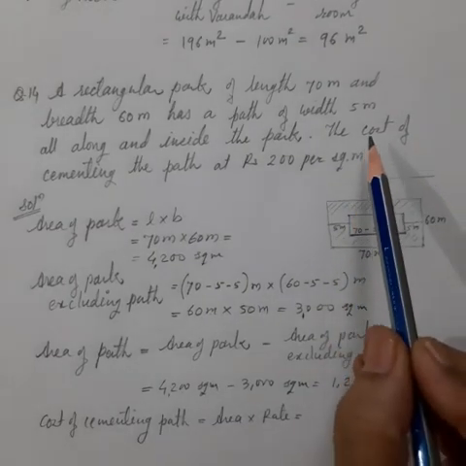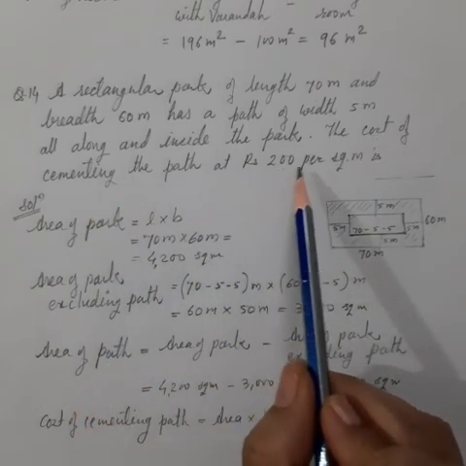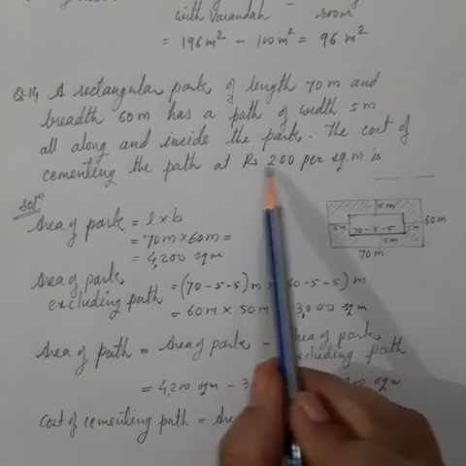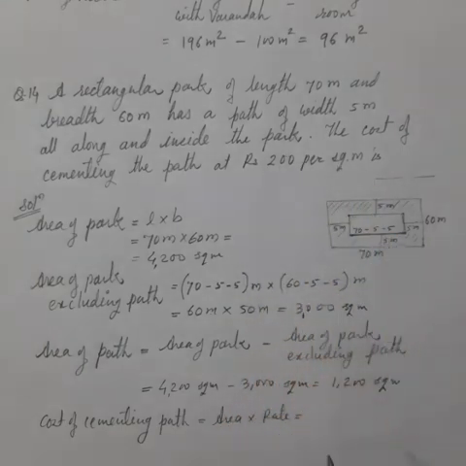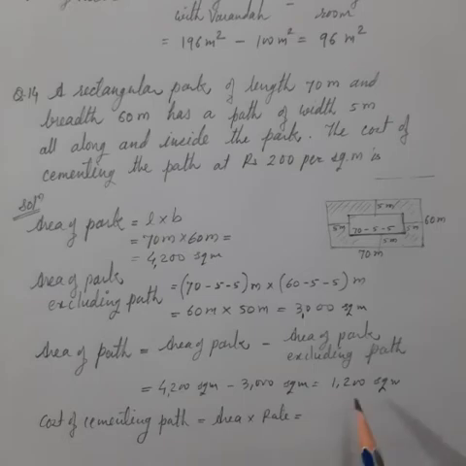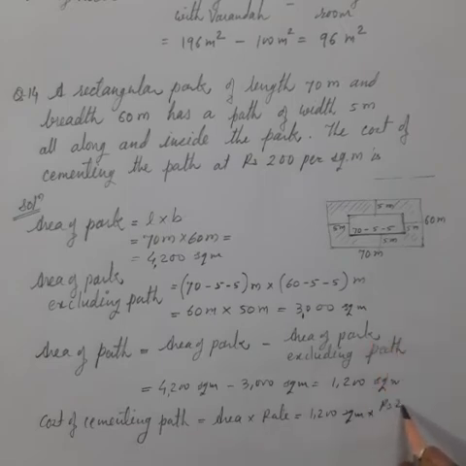But we have to find the cost of cementing the path at the rate of rupees 200 per square meter. The rate of the cementing is given rupees 200 per square meter. So to find the cost of cementing the whole path, multiply the area of path 1200 square meter by the rate. Rate is rupees 200 per square meter.